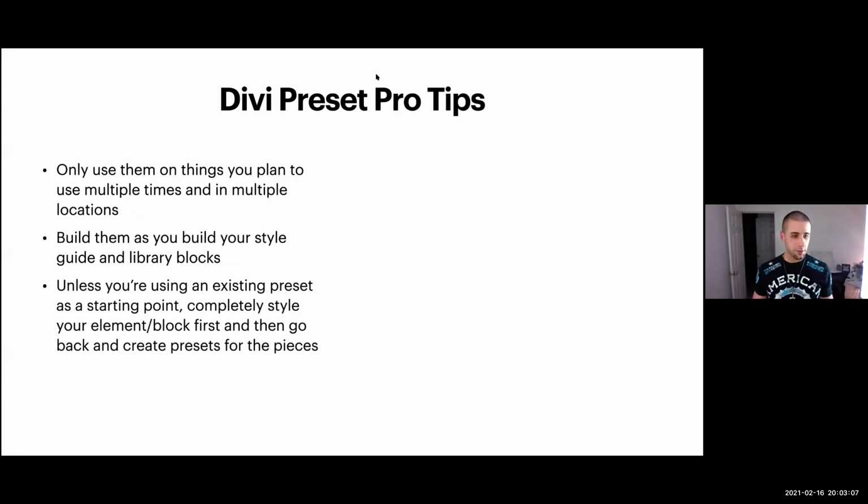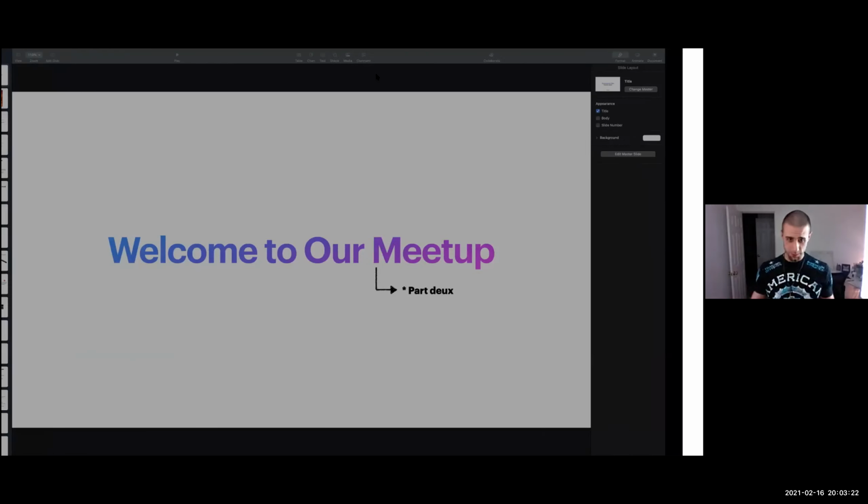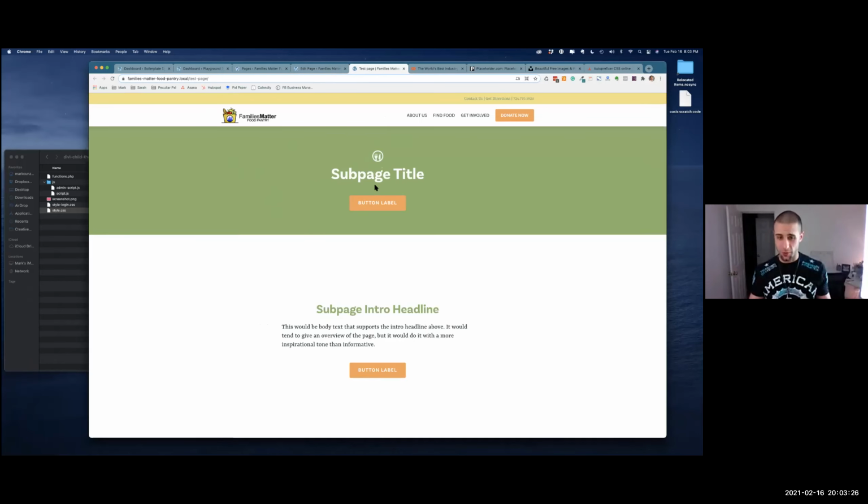Similar to that, unless you're using a preset as a starting point, completely style your element or your block first, then go back and create your presets for the pieces. This is what I do. I put a section, I put a row, I got everything exactly how I wanted it to be. Then I went back and figured out, what do I want to create a preset for? That gave me the clarity to ask, do I need this section to be a preset? No, I don't need it to be a preset, and so I let that go. If you build all of this and style it all first, that gives you clarity at the end to ask, do I really need to make this a preset? Rather than setting it as a preset first and then trying to style it in the preset back end, it's just easier to style it as an individual element first.